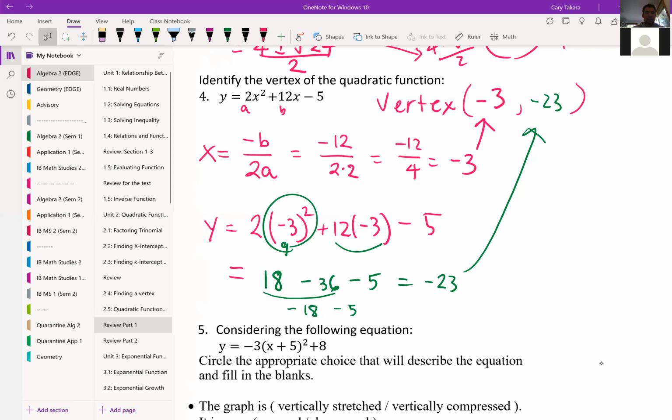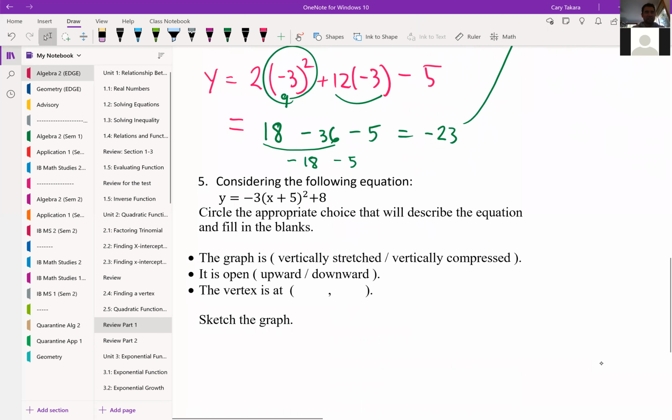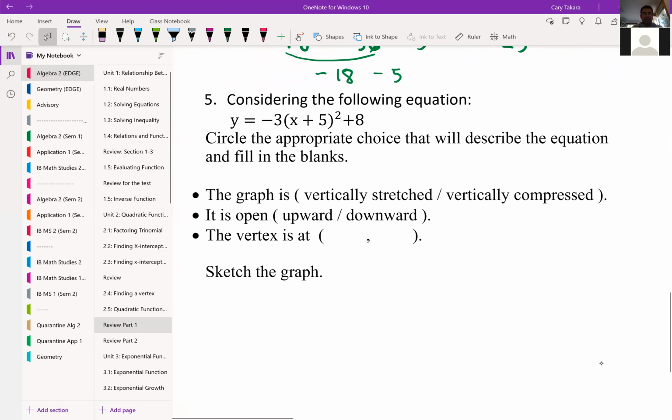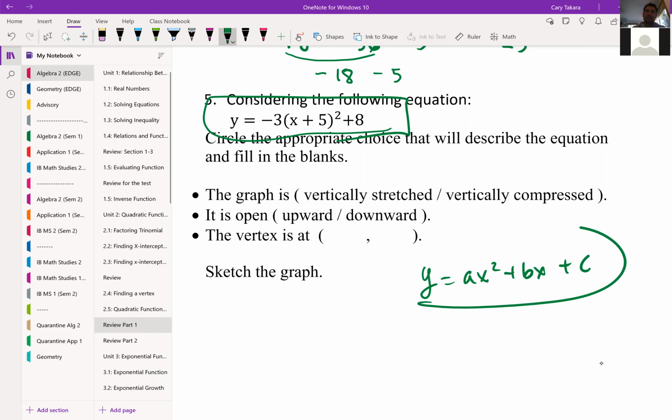All right. Next question and the last question. Okay, this is from yesterday, and we did talk about vertex form, which is in this form. Okay, we remember we have two different forms for quadratic function. One is standard form or general form, which is y equals ax squared plus bx plus c. And that's mainly what we've dealt with.